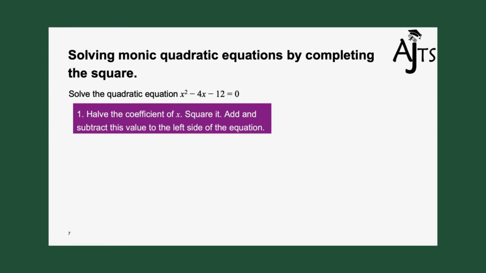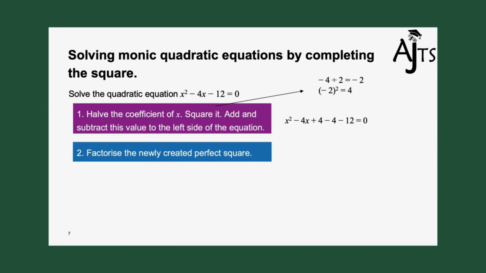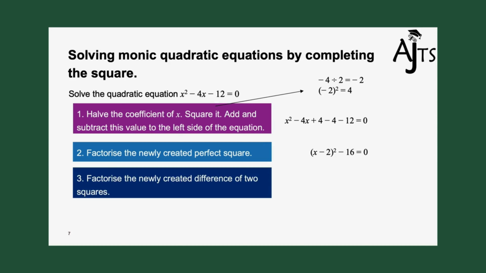Minus 4 divided by 2 equals minus 2 and minus 2 squared equals 4. That is x squared minus 4x plus 4 minus 12 equals 0. Step 2. Factorize the newly created perfect square x squared minus 4x plus 4, and collecting the constant terms gives us x minus 2 squared minus 16 equals 0. The result from step 2 is called a difference of two squares.